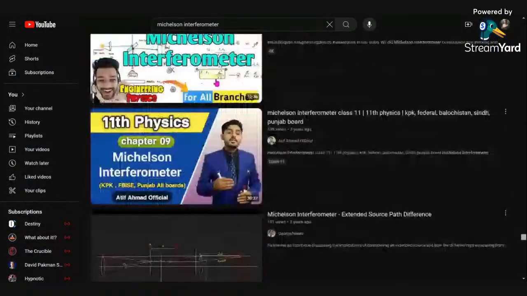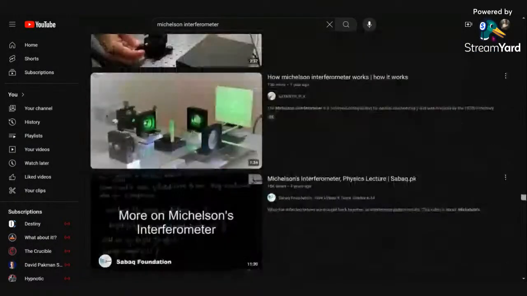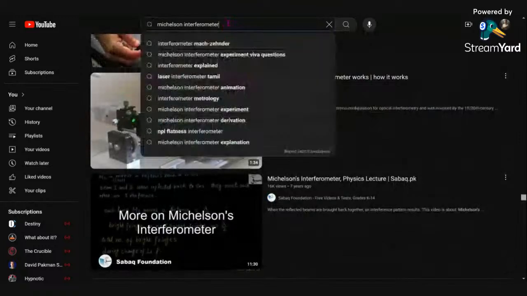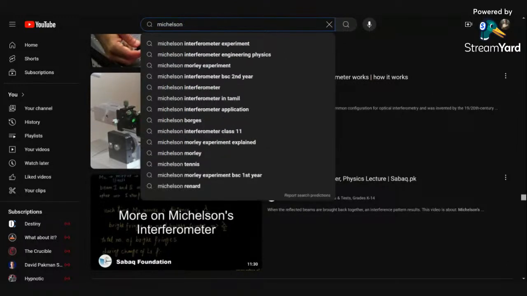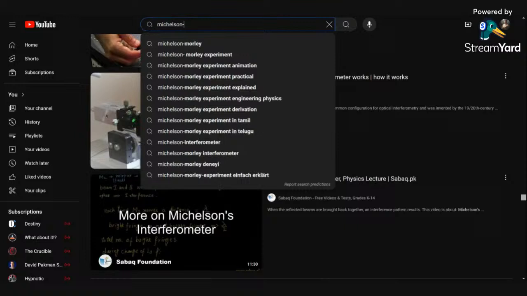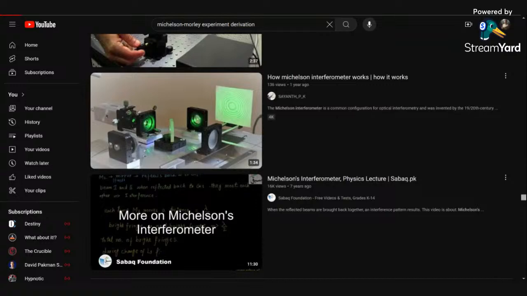Okay, this is the Michelson interferometer. Let's do. This is just the Michelson interferometer. No, this is the Michelson-Morley experiment. Maybe the derivation, the actual math.